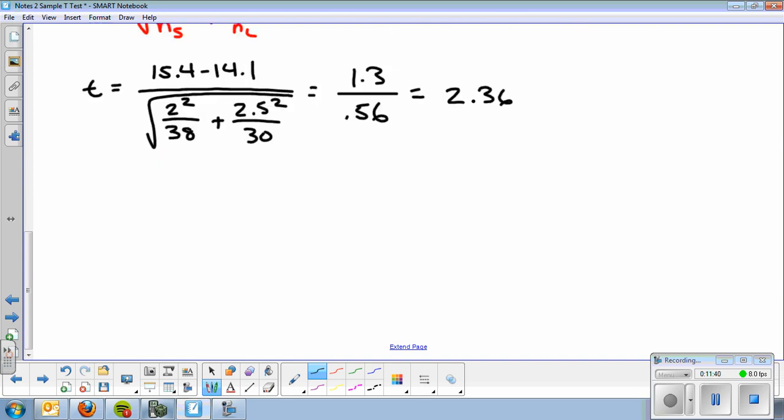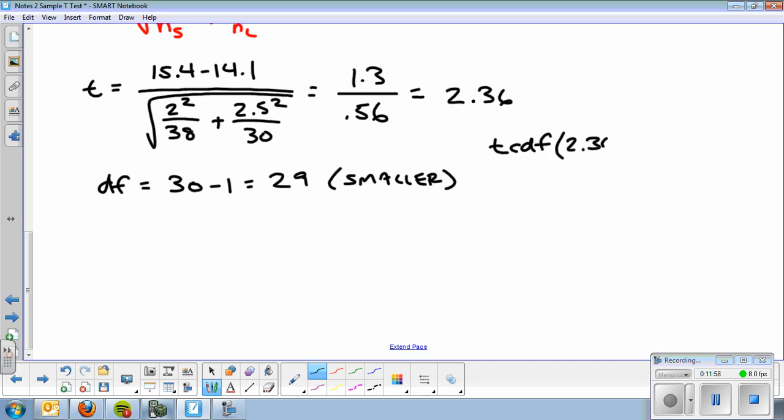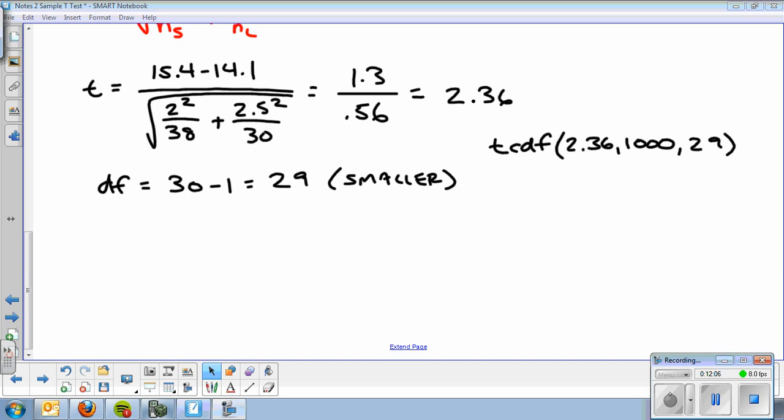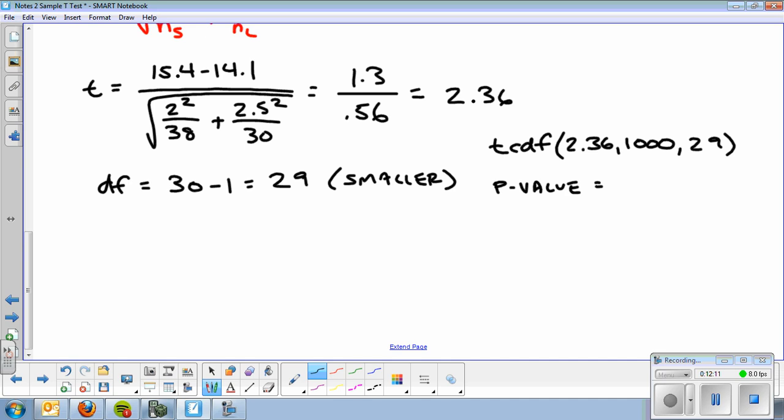Okay, now to get the p-value, the degrees of freedom is 30 minus 1, 29, because that's the smaller sample size. So to get the p-value, I'm going to use tcdf, 2.32, comma 1 and a bunch of zeros, comma 29, and get a p-value of 0.0126. And from that point forward, it's just the same as the other problem.